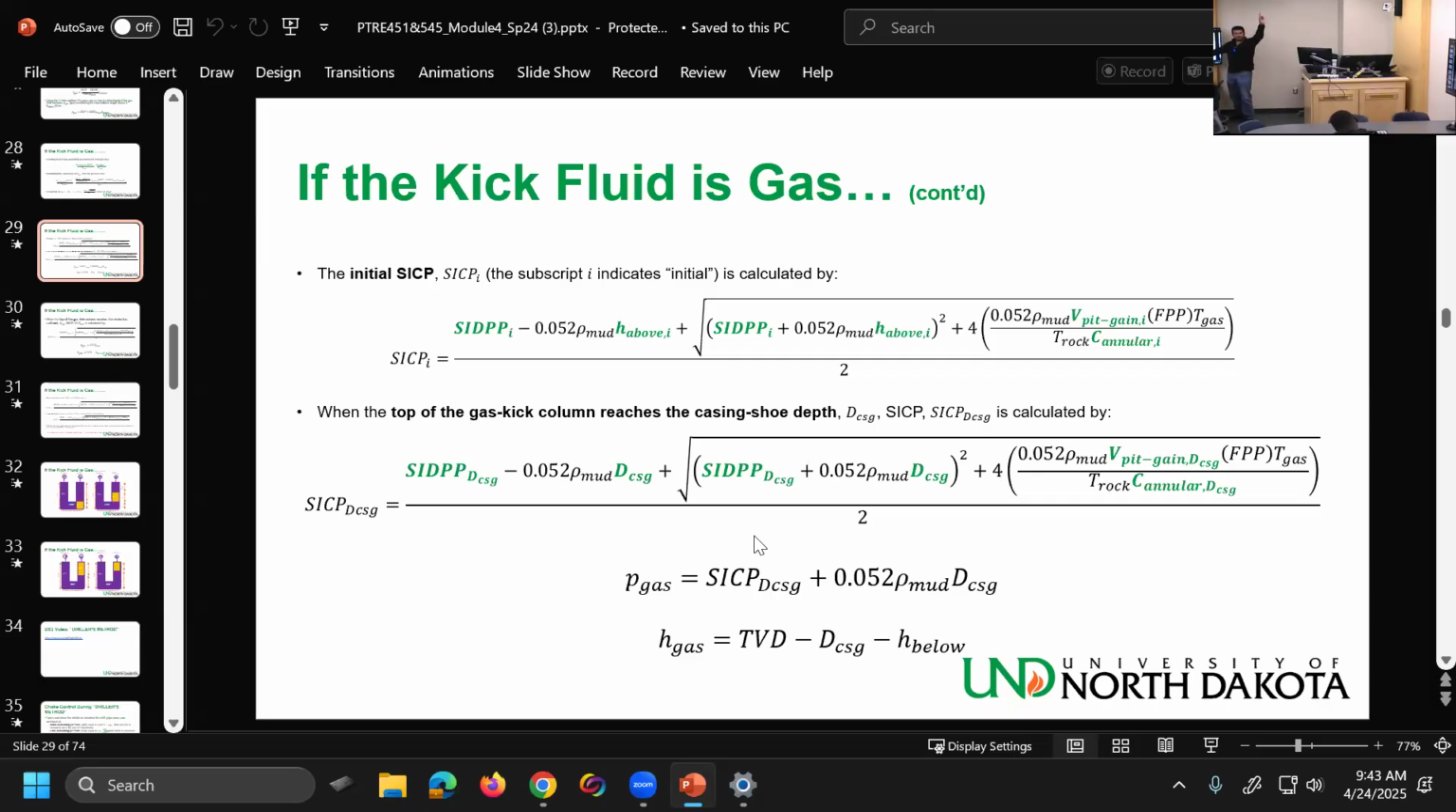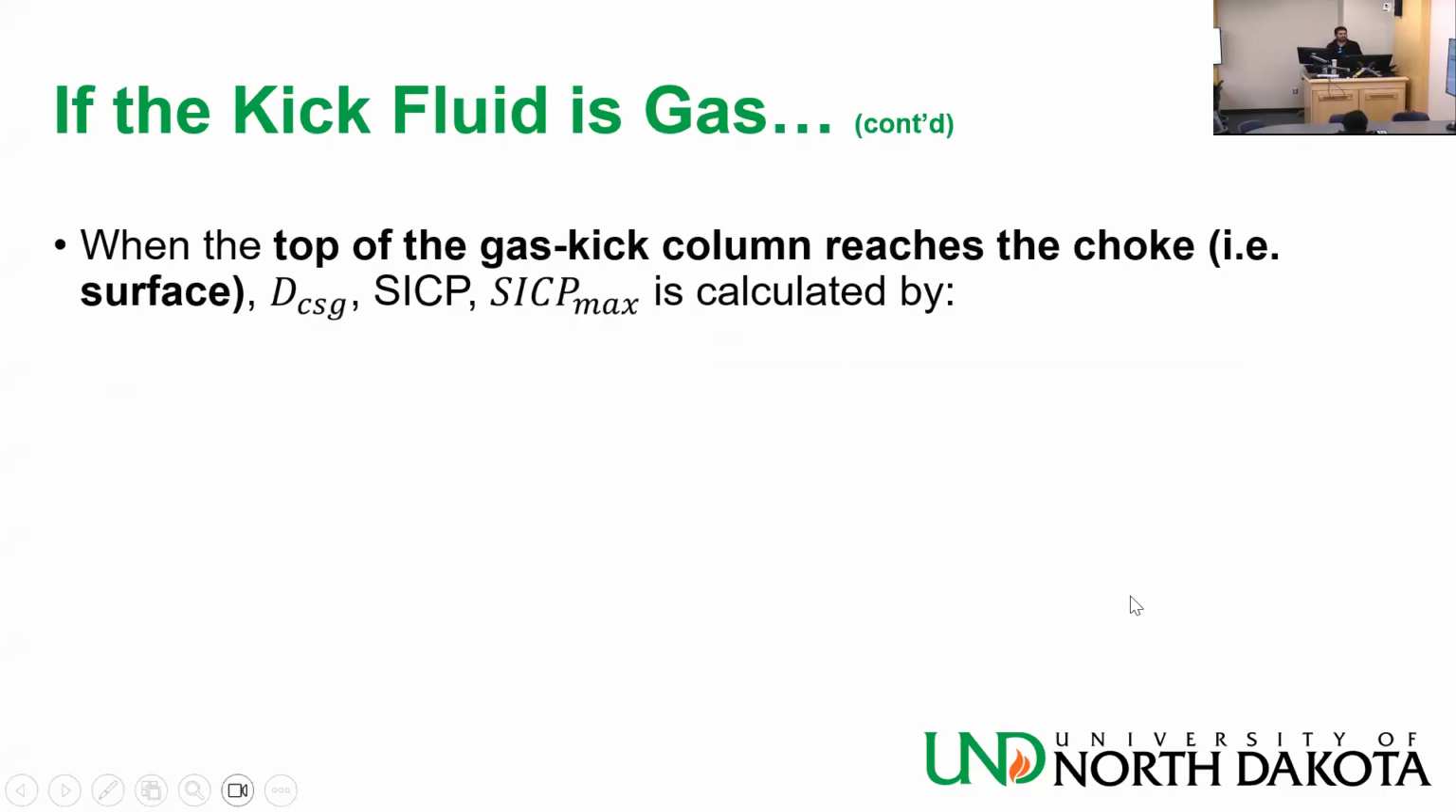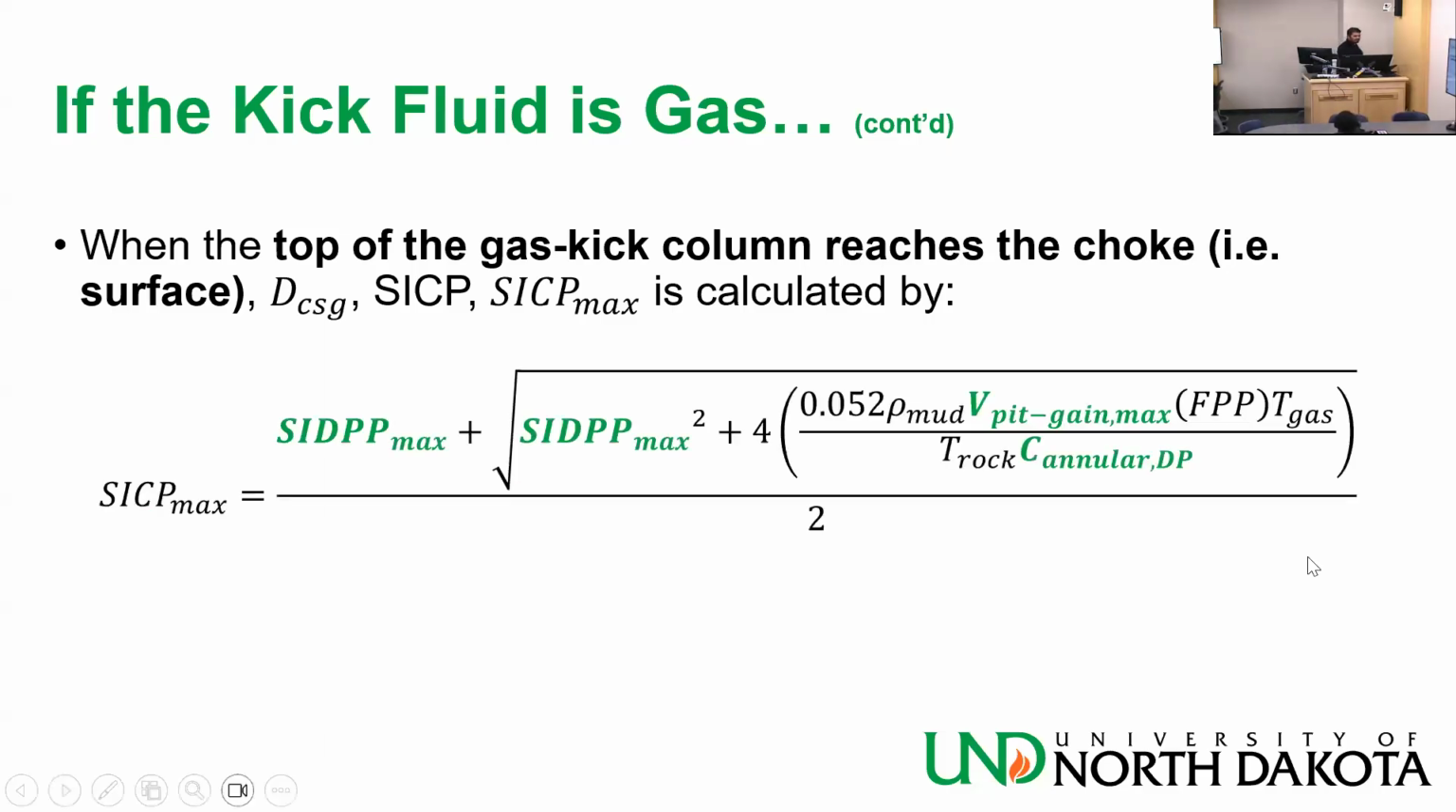SICP, DCSG on the top, plus 0.052 hydrostatic, rho mud up to the depth of the casing shoe. And the height of the gas would be this. This is just addition, basically, or subtraction. Then, when the top of the gas kick column reaches the choke, basically the surface, that's when the SICP is maximized. That's when the top of the gas kick is at the surface. And the value would be calculated using this equation.